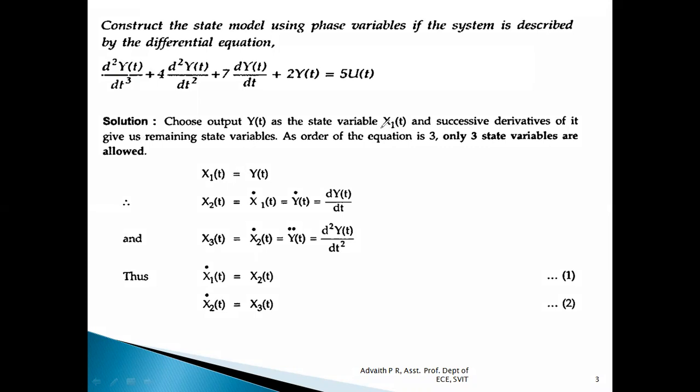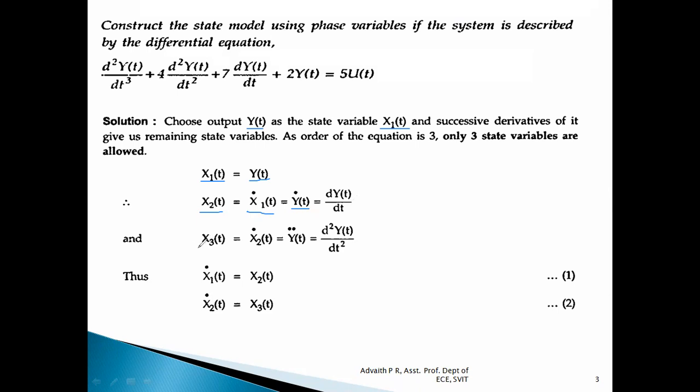We have considered x1 of t to be y of t. So x1 of t is equal to y of t. In our equation, if we observe, we have y of t, that will be nothing but x1 of t. Similarly, x2 of t is equal to x1 dot of t, which is nothing but dx1 by dt. dx1 by dt is nothing but dy by dt. Hence, we have written y dot of t, which is nothing but dy of t divided by dt.